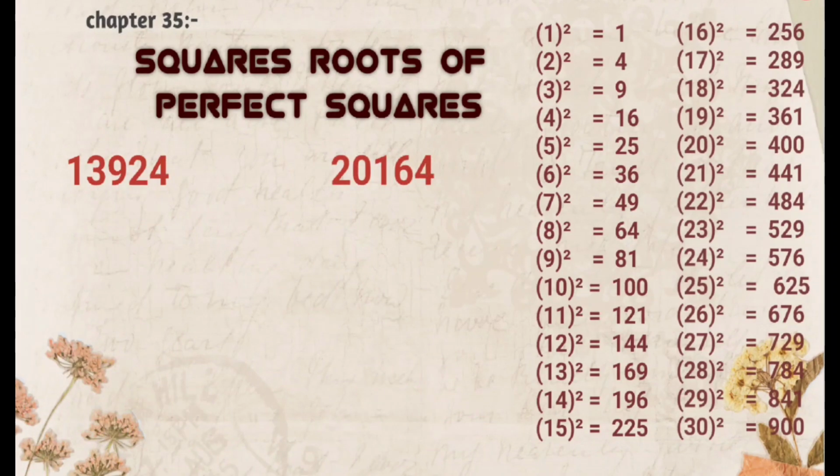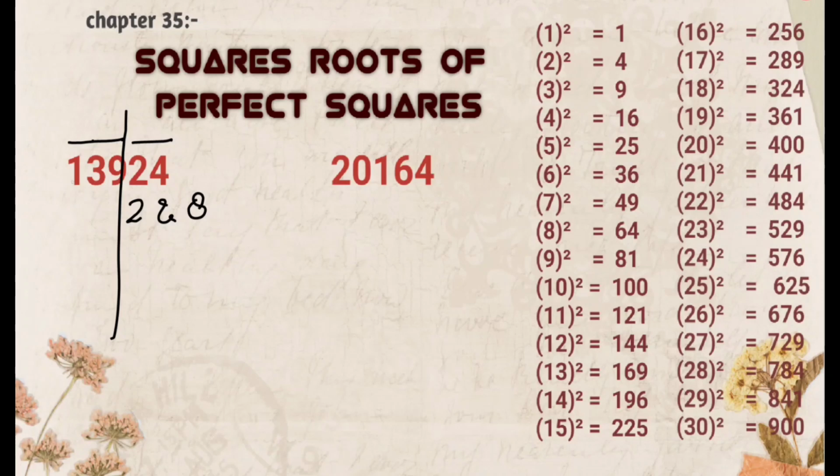Now let's take some bigger numbers over here. So here we have a 5-digit number, that is 13924. Here also we'll start making the pair of numbers. So here 24 is the pair and then 139 is the pair. Now in the second partition we have 24. So we have to find the number whose square ends with 4. Square of 2 ends with 4 and square of 8 ends with 4. So we get 2 and 8 in the second partition.